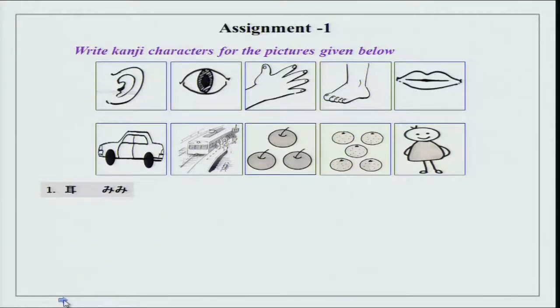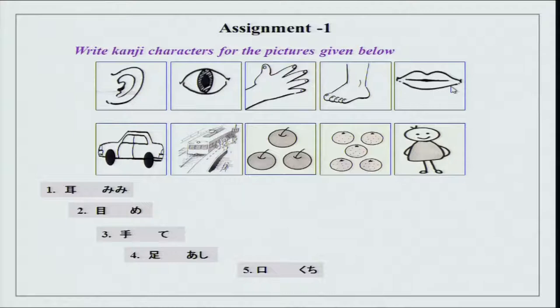I am sure by now you are very comfortable with hiragana. We are almost towards the end of our series, so you should be comfortable with hiragana and katakana as well. The first one is mimi, and the second one is me, which is eye. Let us see what the third one is. The picture is of a hand, and hand is te, simple te in hiragana. Then we have ashi and kuchi. Kuchi is mouth.